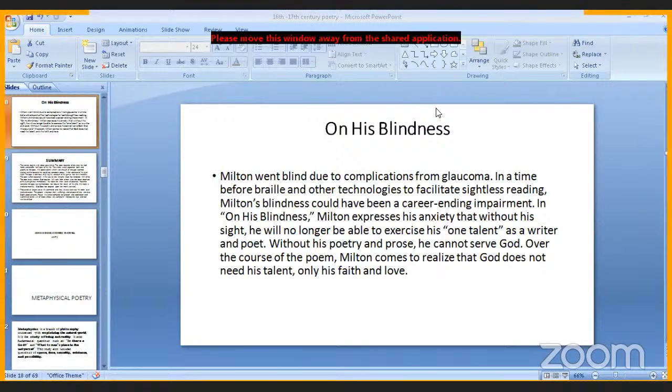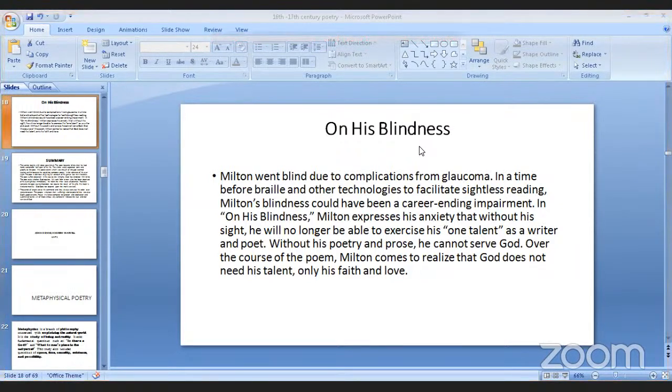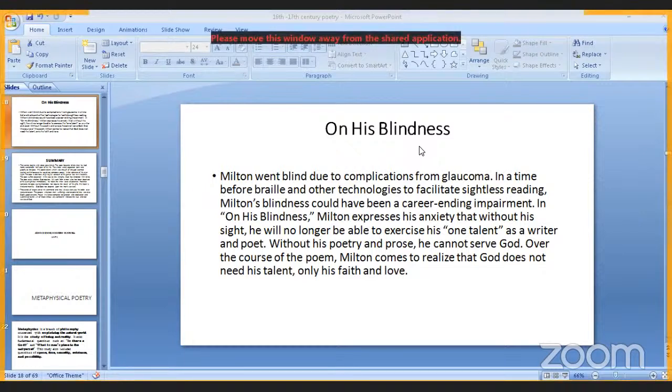So, in a time before Braille and other technologies to facilitate sightless reading, Milton's blindness could have been a career-ending impairment. In On His Blindness, Milton expresses his anxiety that without his sight, he will no longer be able to exercise his one talent as a writer and poet. Without his poetry and prose, he cannot serve God. Over the course of the poem, Milton comes to realize that God doesn't need his talent, only his faith and love.